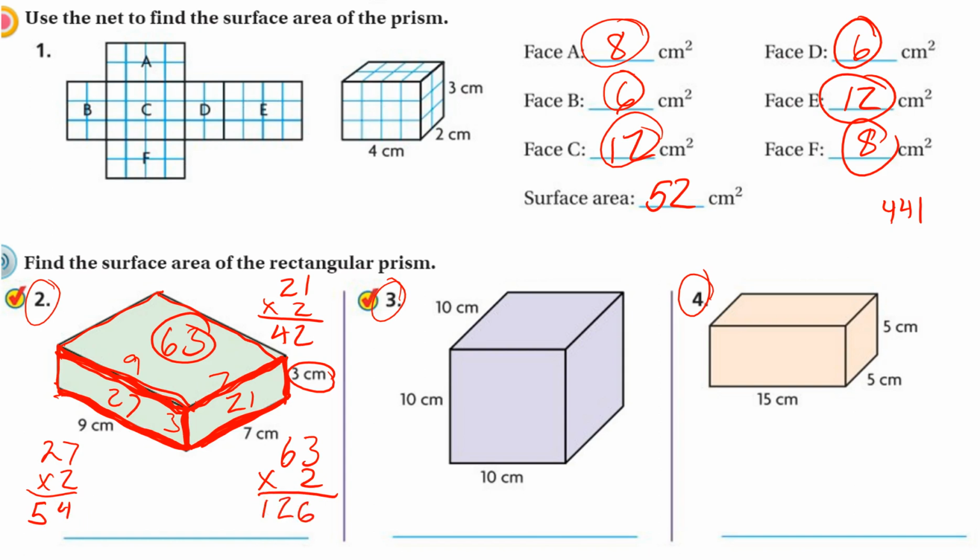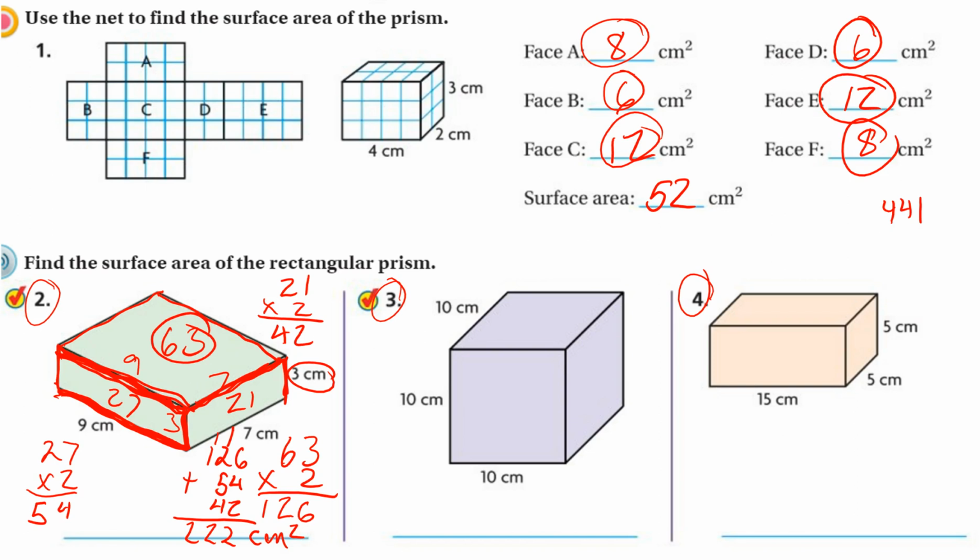We add those up. 126 plus 54 plus 42. 6 plus 4 is 10, plus 2 is 12, carrying my 1. That's 9, 10, 11, 12, carrying my 1. So 222, and it's centimeters squared because we're still finding area.